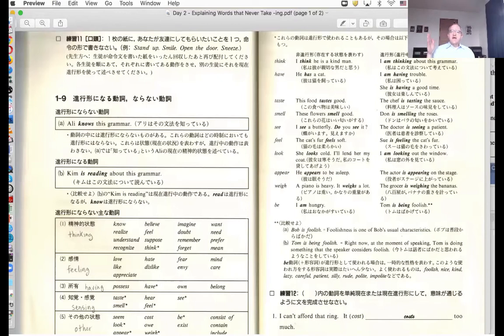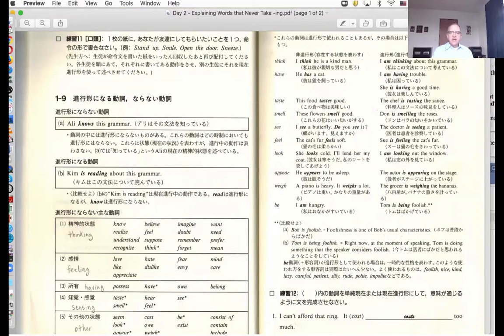Some words never take ing. These words here on the left. And now these words here, sometimes they take ing on the right, and sometimes they don't take ing on the left. These same words here, think, have, taste, smell, see, feel, look, appear, be, they're over here, and they have stars by them, okay? And these starred words can take ing or no ing. Now on the left side is no ing, and that is not active. On the right is ing, that is active.